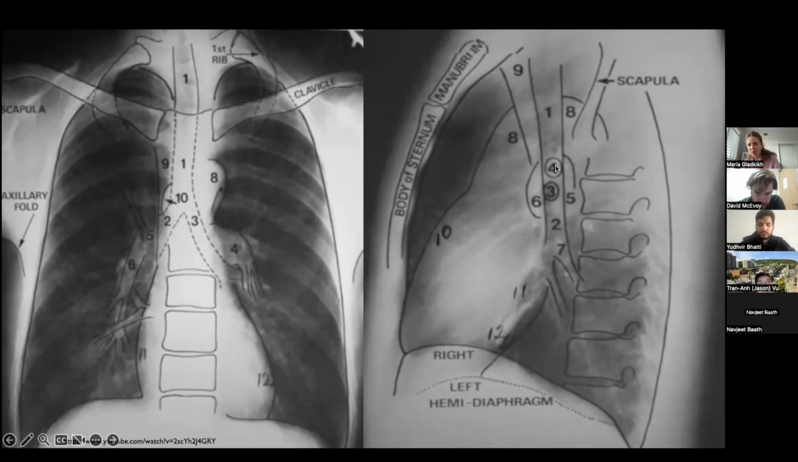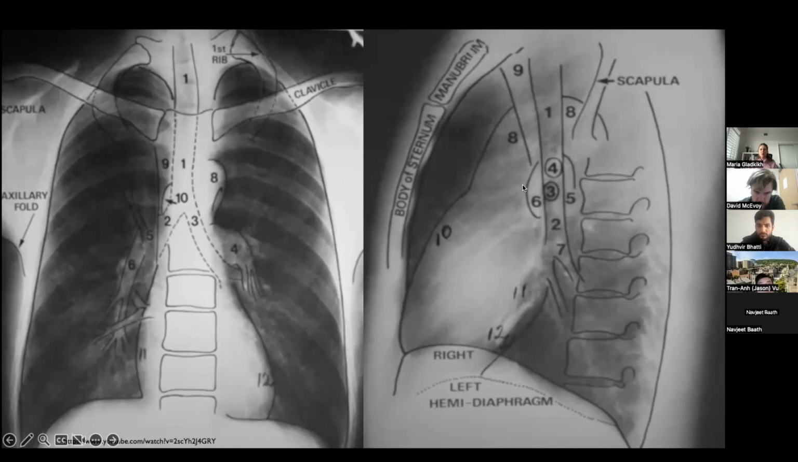Kind of can't tell from this projection, but number four would be your right upper lobe bronchus, which is superior. It would be like a lucency sitting right there. And then number three would be the left upper lobe bronchus. So the right is always a little bit higher, and then the left is below it.